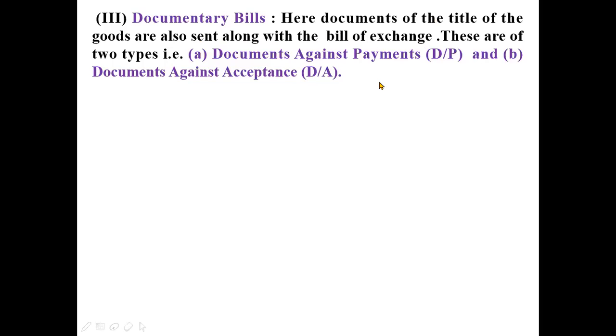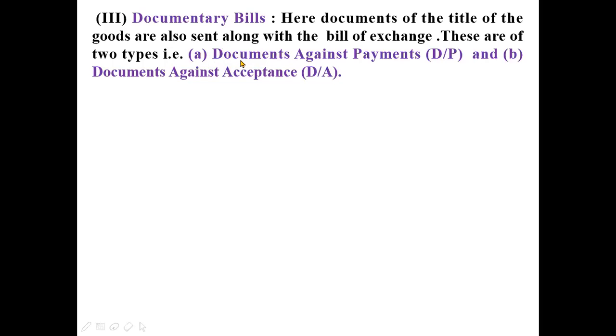Document of title means that if the importer wants to take the goods in his possession, he has to submit the original bill of lading. Until and unless he submits the original bill of lading, he cannot take the goods in his possession. You understand? Now, this document, this bill of lading, will be sent by the exporter to the importer.